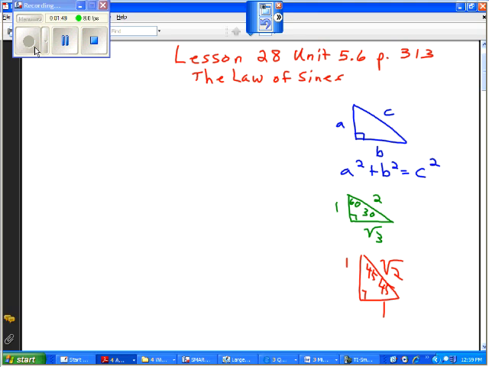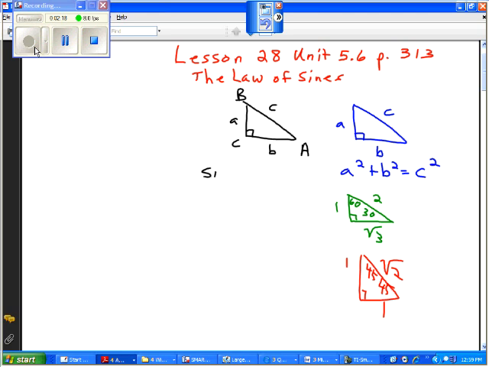But then we said, well, what if it's not 30, 60, 90, or 45, 45, 90, but it's still a right triangle? Let's just call it ABC again. If we had a right triangle like this, and we called this angle C, we'd call that side little c, and if we called this angle A, we would call that side little a. If we called this angle B, we could call that little b.